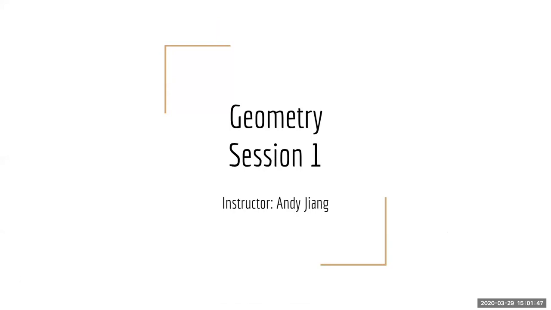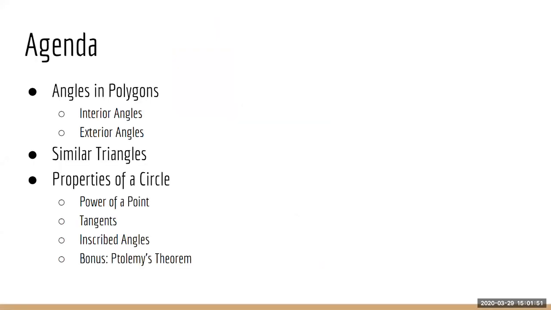All right, so today we're going over geometry, and our agenda is to go over angles and polygons, similar triangles, and then finally properties of a circle. So you will notice that we didn't cover any area. I'm not going to cover any area or perimeter stuff like that. Hopefully you're learning this in school.